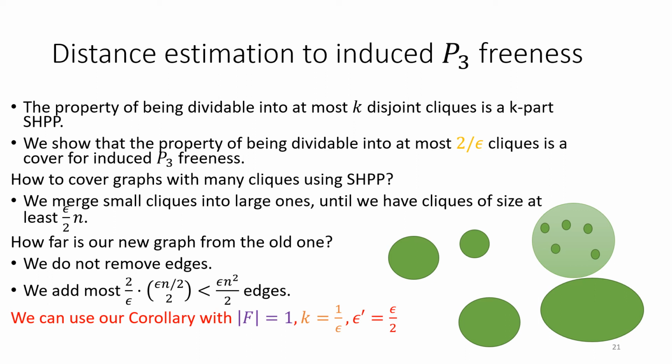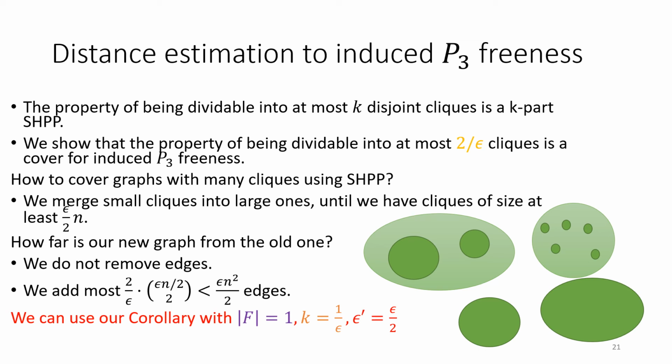The modifications create at most 2 over epsilon cliques, as in the case of running this algorithm on the empty graph, and creating each clique adds at most epsilon n squared over 4 new edges to the graph, as can be seen in the computation below. So overall, the new graph, which belongs to our cover as it has just 2 over epsilon cliques, is at distance epsilon n squared over 2 from the original P3 graph, as required by definition of a cover.